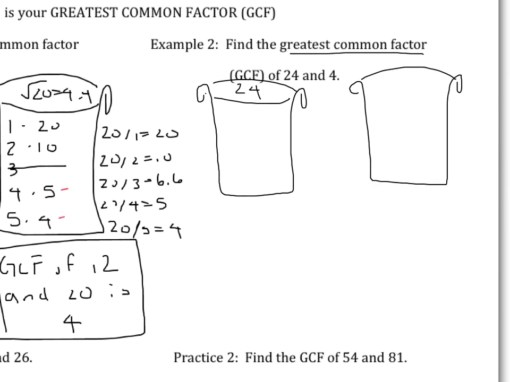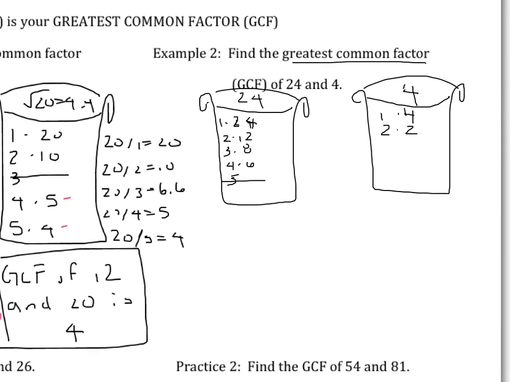And one for 4. I want you to go ahead, pause the video, and try to fill in these factor cows on your own. Find the factors of 24, find the factors of 4, and when you're ready, press play, and we will see if we got the same factors. Okay, so we have all our factors for 24 and 4.